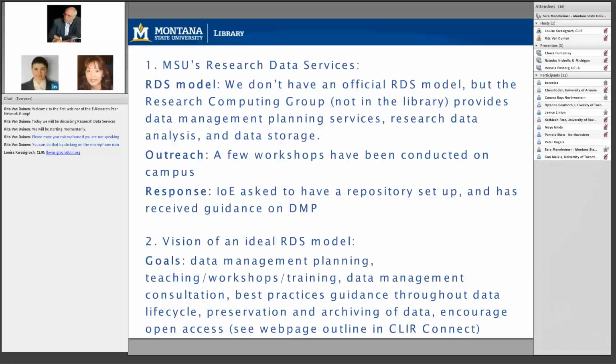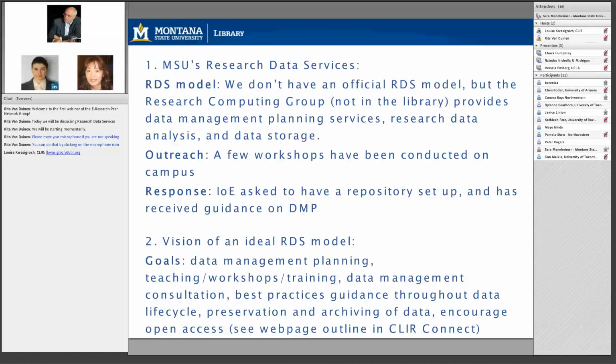Yeah, so I am the data management librarian here, and I was just hired. I just came on about a month ago, so we don't have anything official yet, but we do have this research computing group, of whom Paul is a part. He's participating in the webinar. So they've been doing some data management planning, and they also do analysis and data storage, as well as outreach, and they have some repository work they've been working on.